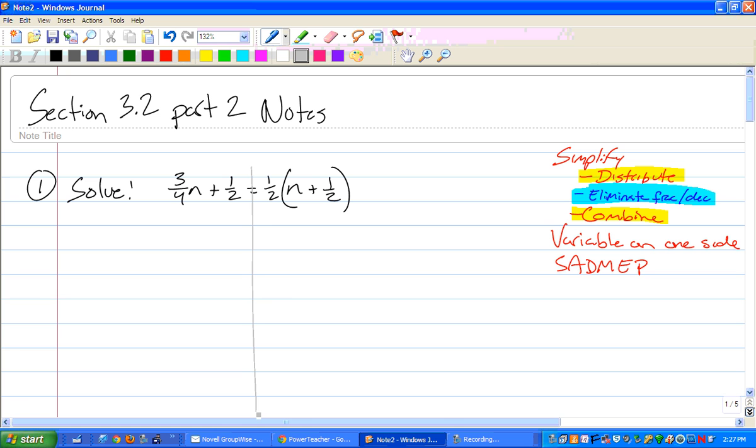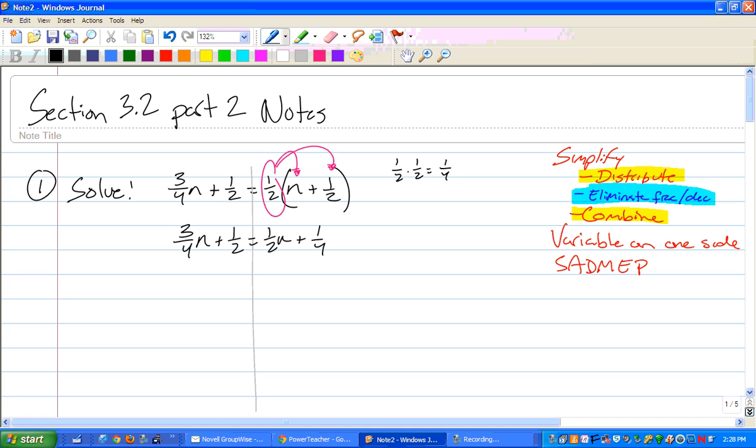Before we eliminate our fractions and decimals, we have to distribute, and we can distribute that 1/2. So 3 over 4n plus 1/2 on the left side stays the same. 1/2 times n is 1/2 n. And then off to the side, 1/2 times 1/2 is 1/4.